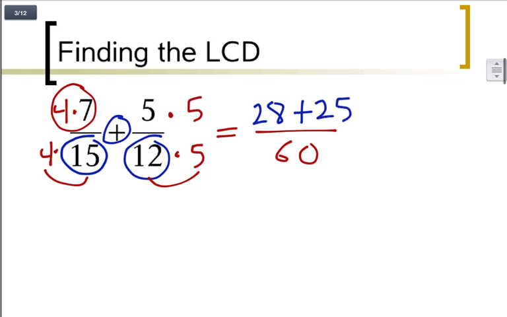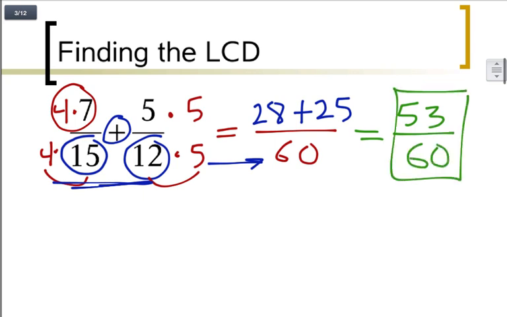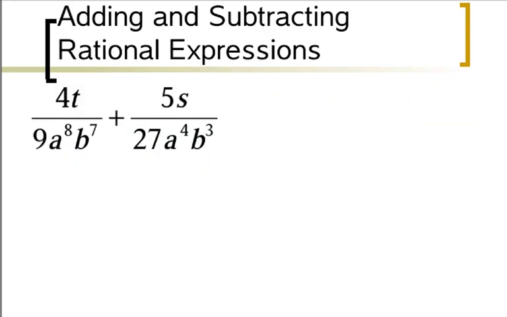So because they both have the common denominator now, I just went ahead and wrote it once, and then just combined the tops on top of that 60. So to finish, all I have to do is add the tops, the 28 and the 25, and that should give me 53 over 60. So that's our quick little refresher from elementary school. Now we're going to see how that applies to rational expressions.